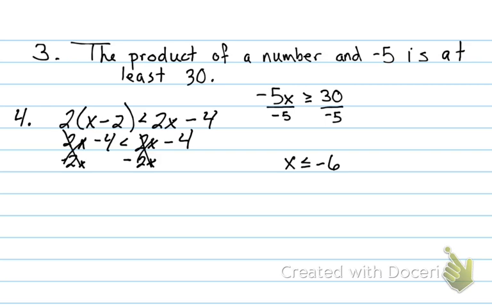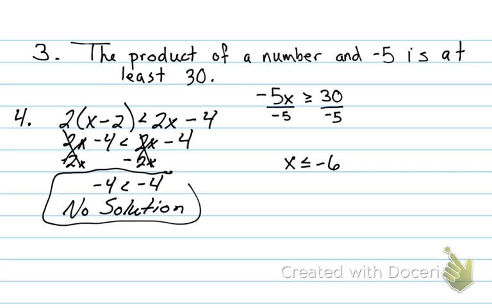Now, if they don't cancel, we can keep solving. But if they do cancel, we have to look at what's left. Is that a true statement? No, it is not less than -4. It's equal to, but that's not a part of the inequality. No solution. You have to say the whole thing, no solution, to get credit for your answer. If you say infinite or if you don't say anything, then it's not correct.